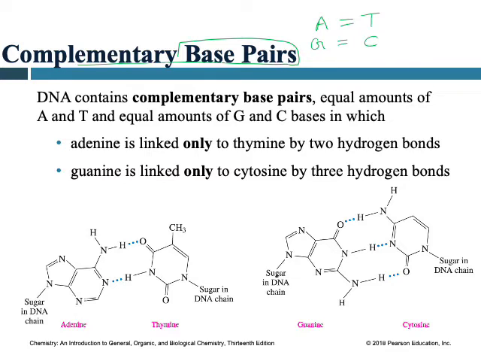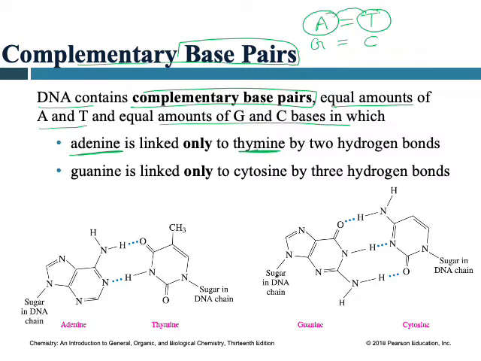So now we're gonna see why this is the case, right? DNA contains complementary base pairs, equal amounts of A and T and equal amounts of G and C, in which adenine is always linked to thymine. So that means adenine always binds to thymine, and guanine always binds to cytosine. You have to make sure you know this.